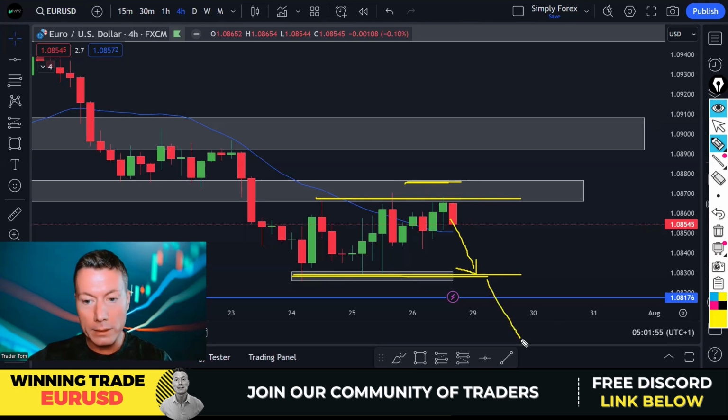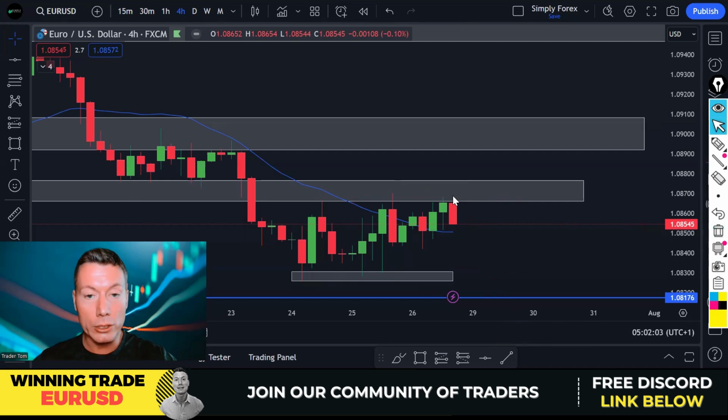I want price to come down here for another 12 years, but that's not what the market's telling me to do. All right, so yeah, Euro US dollar, in and out of this trade, made some profit. We'll see how this pans out. Trade what you see, not what you want.